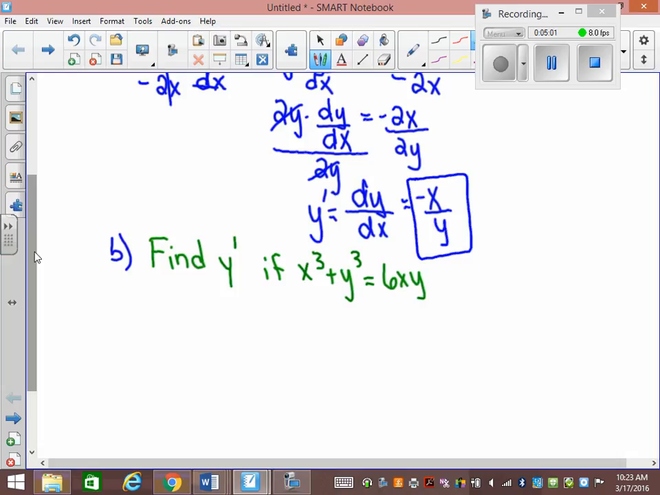So 3x squared times dx over dx technically, plus 3y squared dy over dx. Whenever you take the derivative of a variable, you're always writing it with respect to x unless it's specified with respect to time or something like that, which we'll be doing later when we do word problems.